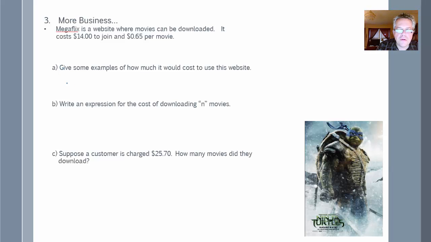So let's say I ordered 12 movies. And let's see how much that would cost. So there's the $14, that's the flat rate, a fixed cost. So no matter how many movies you download, it costs $14. Then 65 cents per movie. So 0.65 times 12, that's the variable cost. And this would run us, let me see, I come up with $21.80. Okay, we can make some more examples, but let's move on.